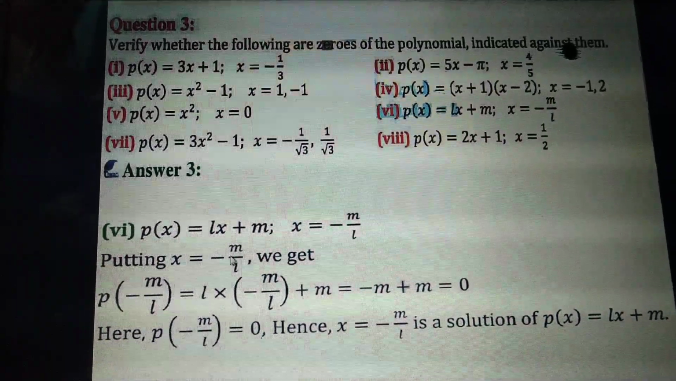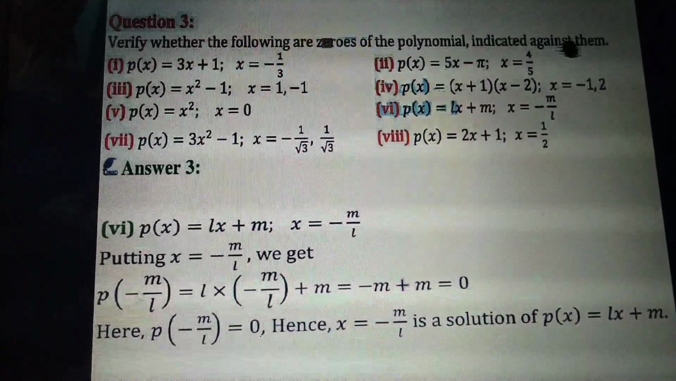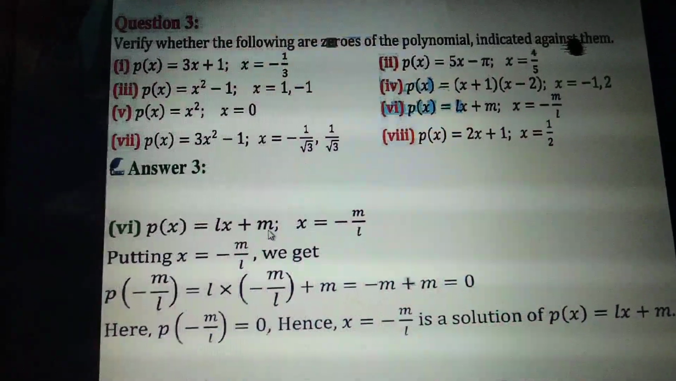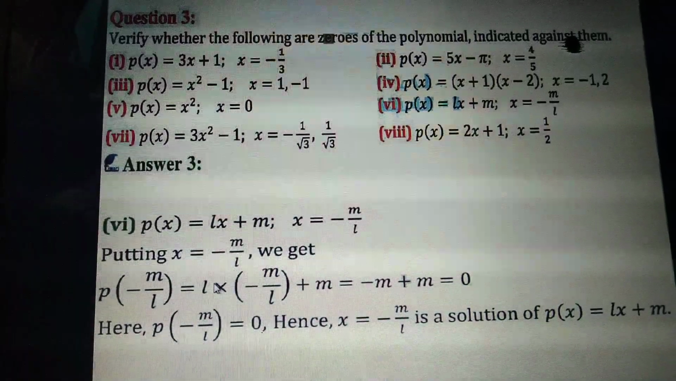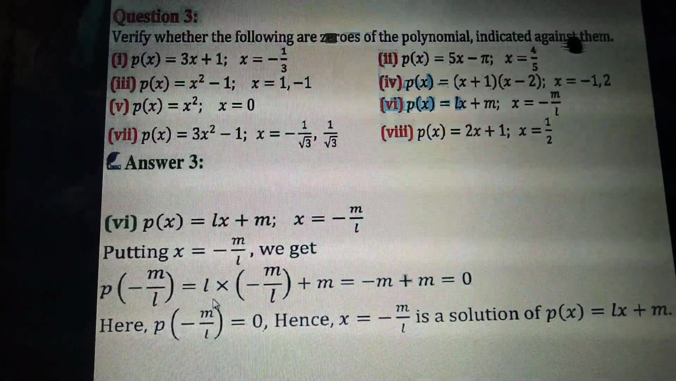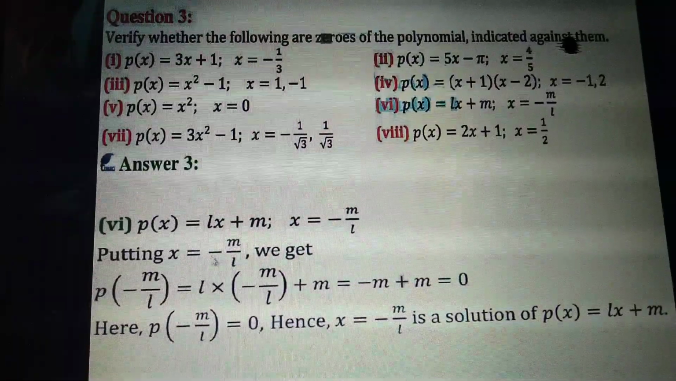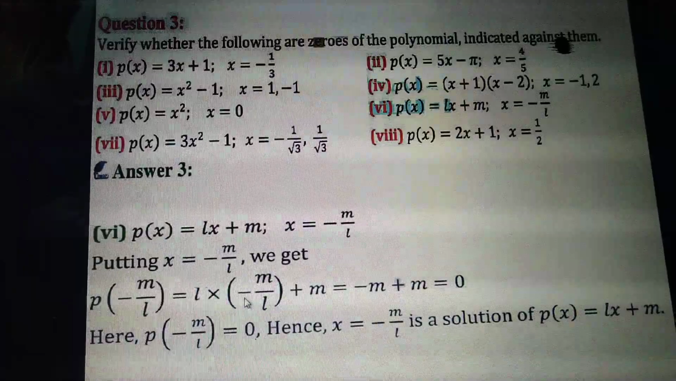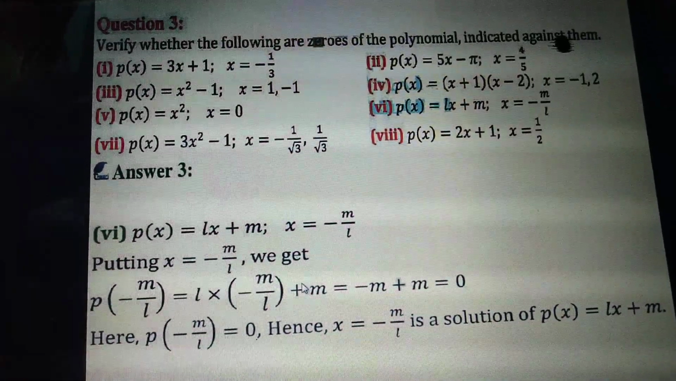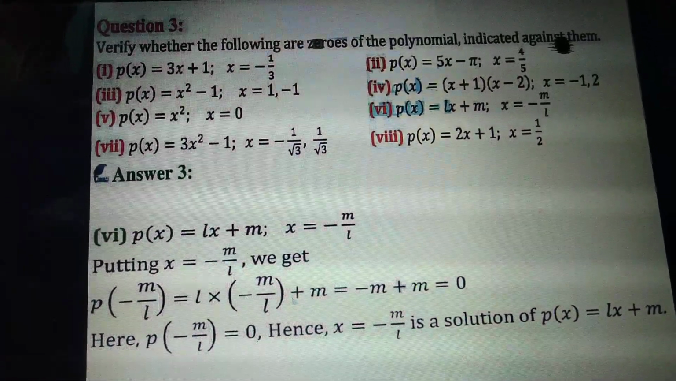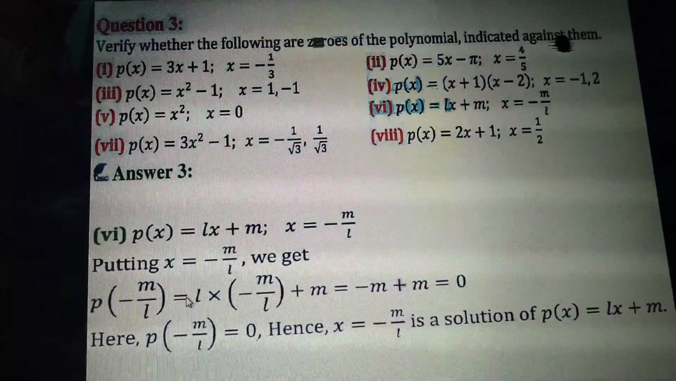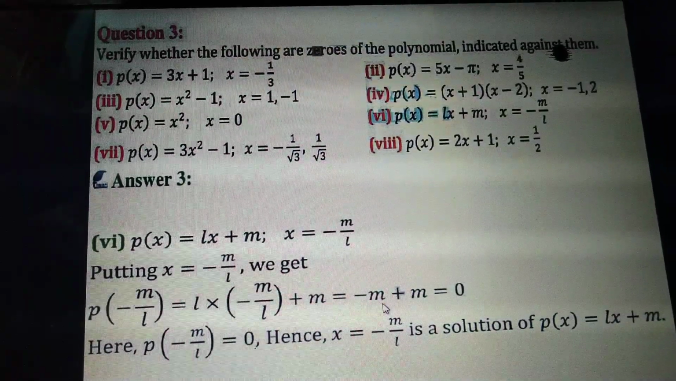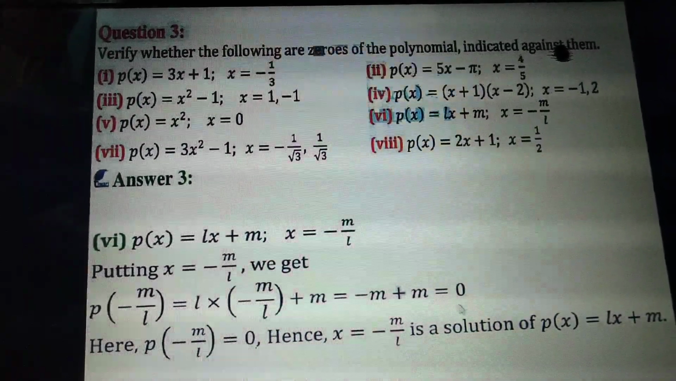So putting x equal to minus m by L, we get P of minus m by L is equal to Lx plus m, correct? So L into x value, minus m by L, plus m. So L get cancelled. So the here remaining is minus m plus m. So the minus m plus m is equal to 0.